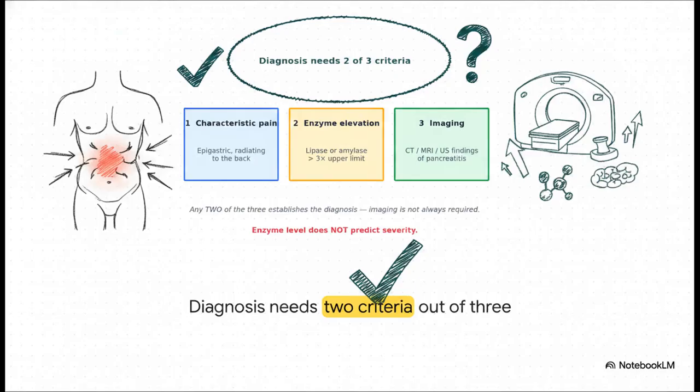So, how do we actually confirm this diagnosis for our patient? We aren't just guessing. We have strict criteria. To officially diagnose acute pancreatitis, you need any two of these three things. Number one, that characteristic epigastric pain radiating to the back. Number two, a serum lipase or amylase that's elevated to greater than 3 times the upper limit of normal. Or number three, characteristic findings on cross-sectional imaging, like a CT scan or an ultrasound.